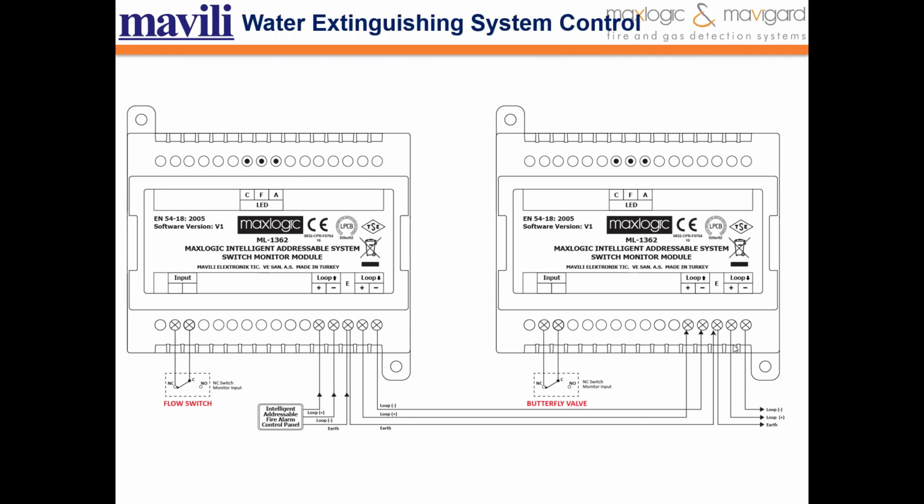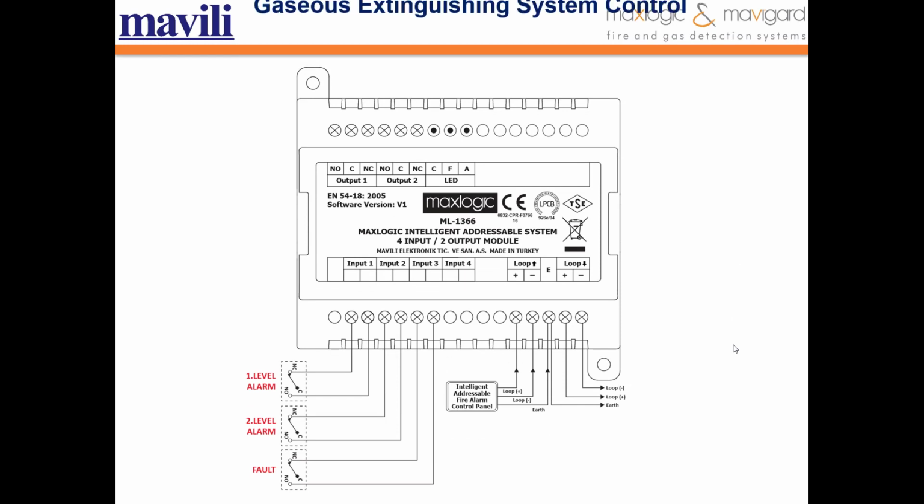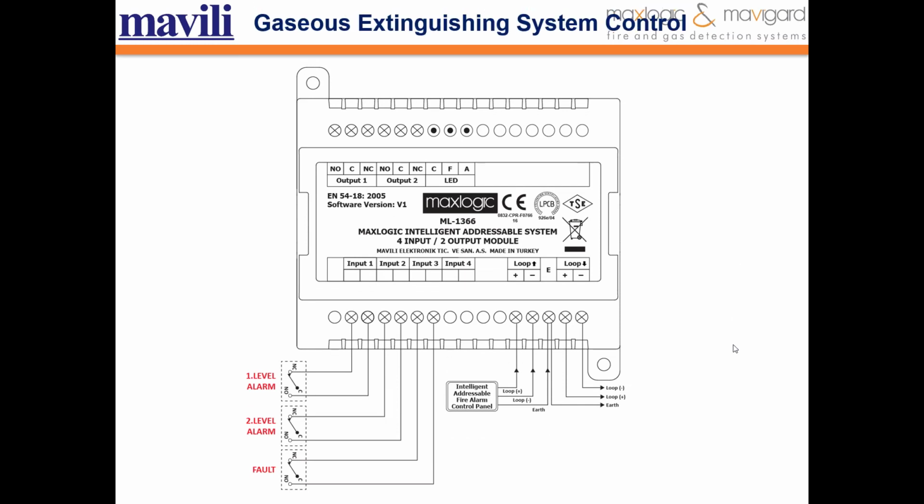Water extinguishing system control. Whether the water extinguishing system's flow switch and butterfly valve are open or not can be monitored with the contact monitoring module. Gases extinguishing system control. The first level alarm, second level alarm, and failure conditions of the gas extinguishing system can be monitored with the contact monitoring module.